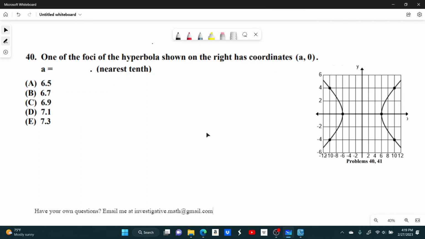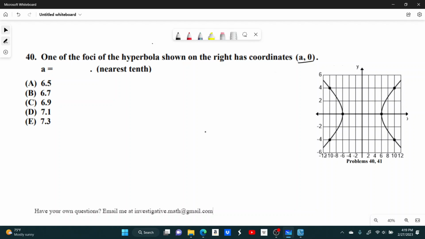Number 40. One of the foci of the hyperbola shown on the right has coordinates (a, 0). a equals what? So first, we're going to have to figure out the equation of this hyperbola, and then once we get that, we'll be able to solve for a.